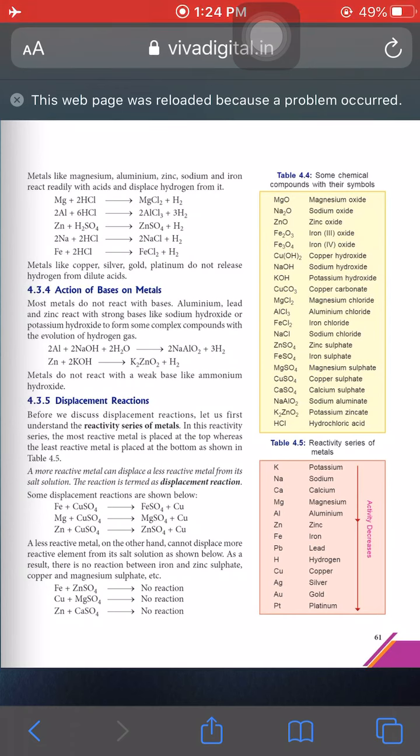Next, three reactions having no reaction. Iron plus zinc sulfate. Here zinc is more reactive than iron, so iron is weaker than zinc. Iron cannot replace zinc from zinc sulfate, so this reaction cannot take place. Similarly for copper and zinc.